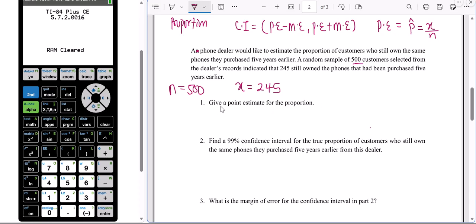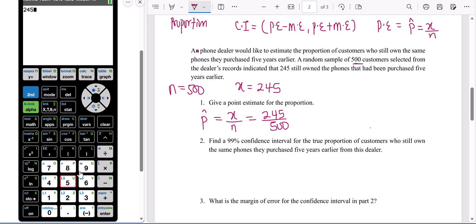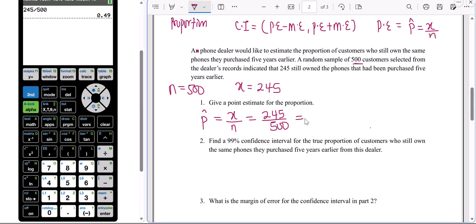Now the first question is, give a point estimate for the proportion. Our point estimate, like I said, is P-hat, which is x over n. And this is 245 over 500. Recall, we are calculating proportion, so your numerator is always smaller compared with the denominator. So here we have 245 divided by 500, and that gives 0.49. So this is our point estimate, or let's say proportion.